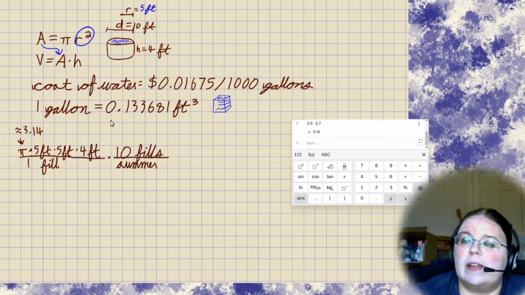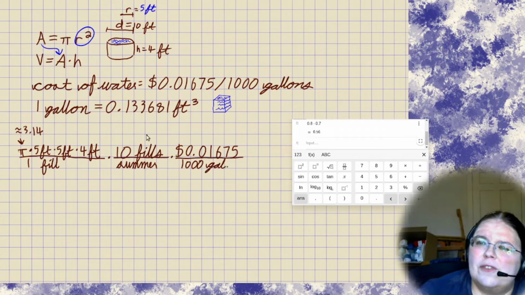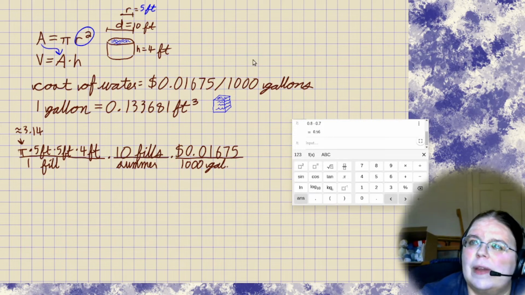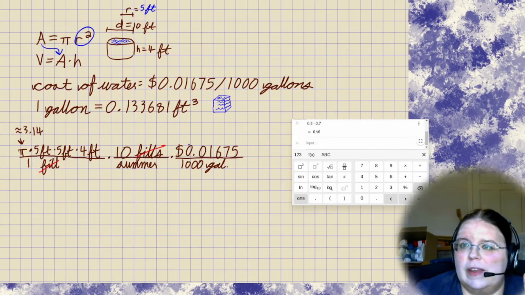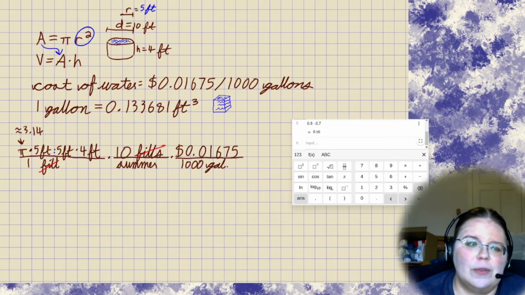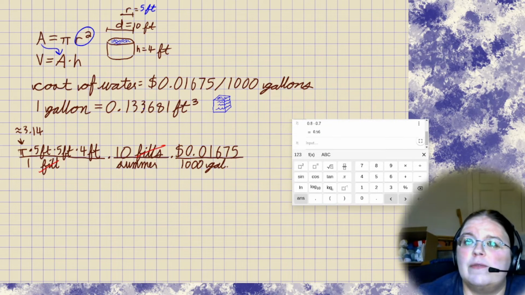But if we're curious about the cost, we would need a couple more pieces of information, such as the cost of water. This is from a nearby city, Nacogdoches. So that cost of water is between 1 and 2 cents: $0.01675 per 1,000 gallons. That actually looks a little bit tricky because we just introduced a new unit, gallons, when we've already got a bunch of feet running around in there. The fills do cancel, but the gallons, well, that's a volume unit. That's kind of like cubic feet, only it's a different size. So we do have a conversion factor for that.